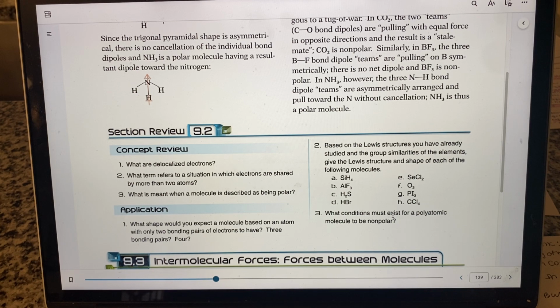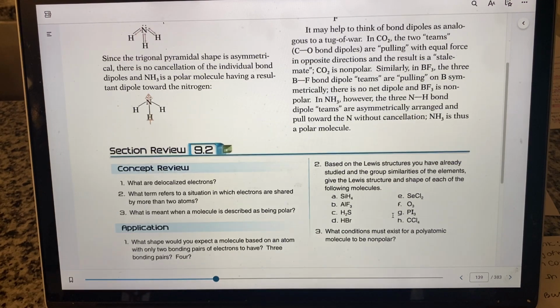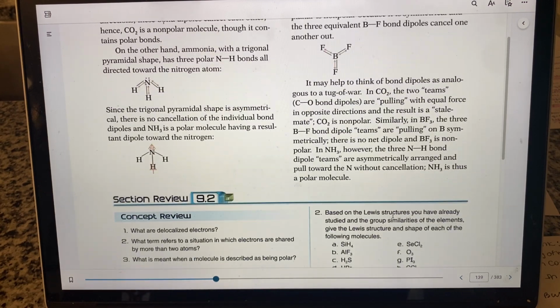What shape would you expect a molecule based on an atom with only 2 bonding pairs of electrons to have? Okay, what are those shapes? We had those shapes, right? So let's look back at those shapes.